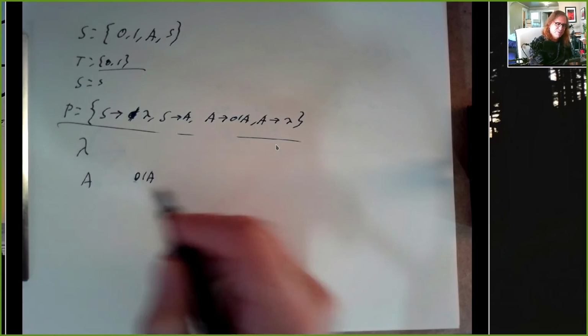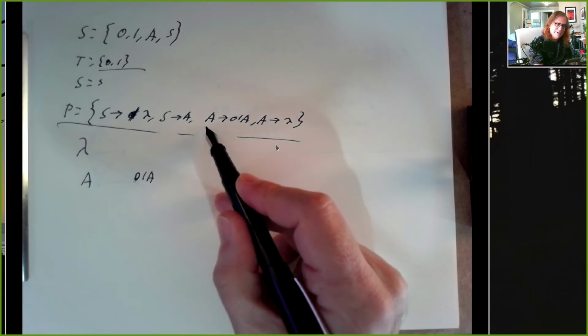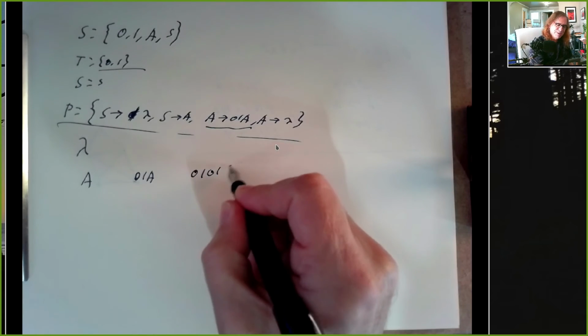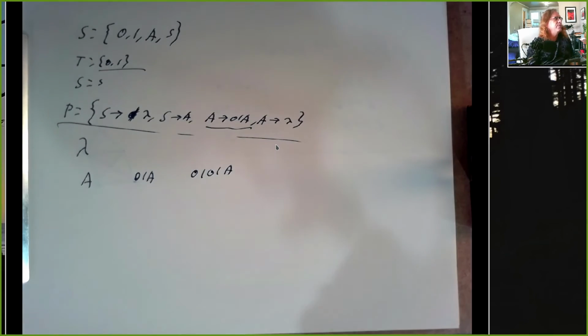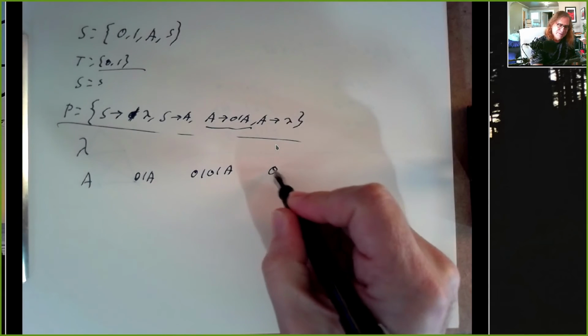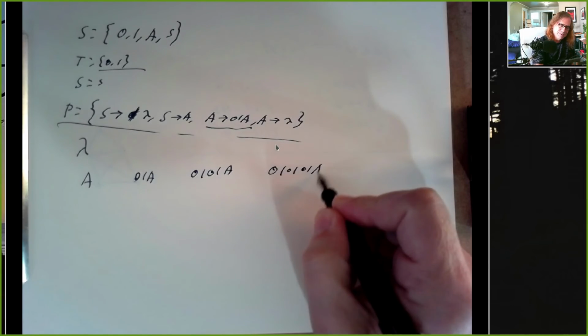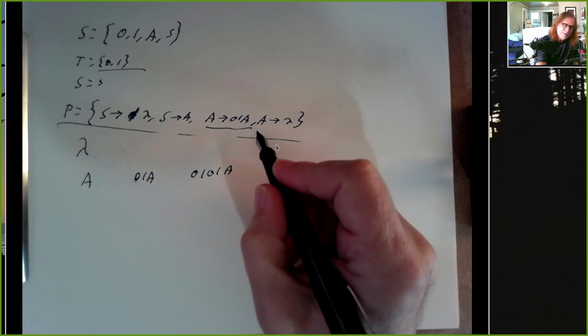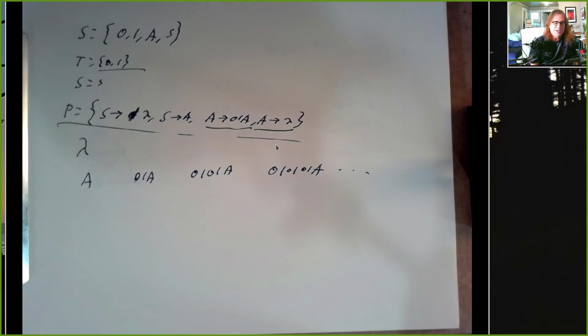Because we can get to 01A, but we know that A can also take us to 01A, so yes, 0101A. And now we're off and running. So you can repeat 01 over and over and over again, but we also have the possibility of A changing into the empty string.